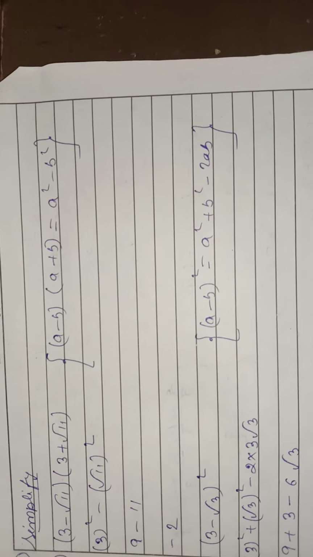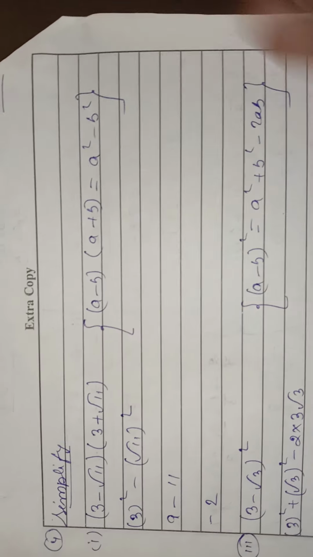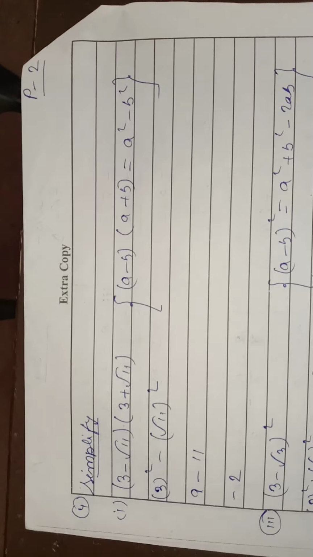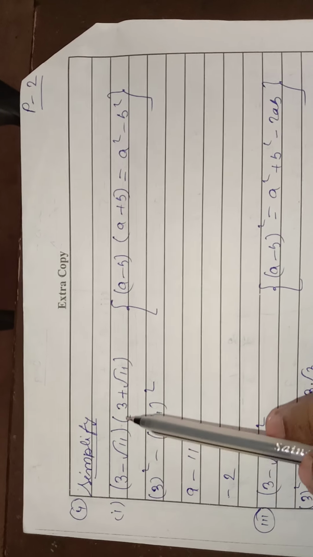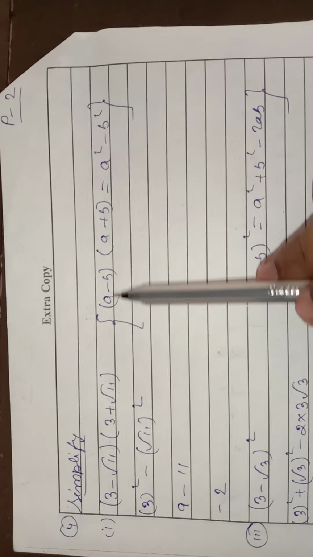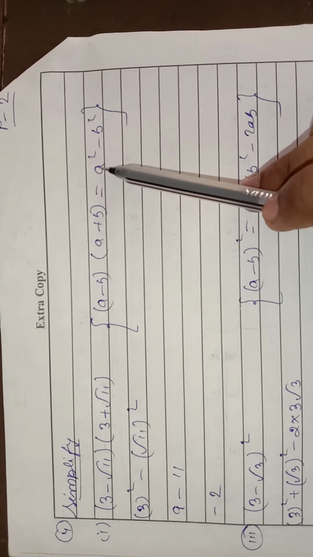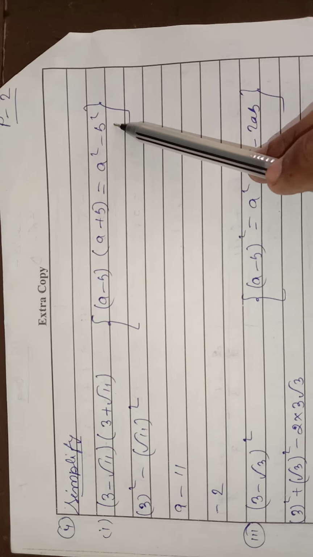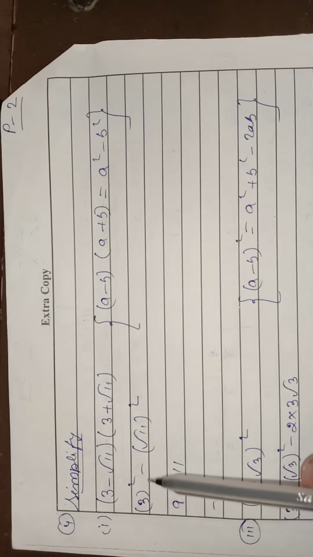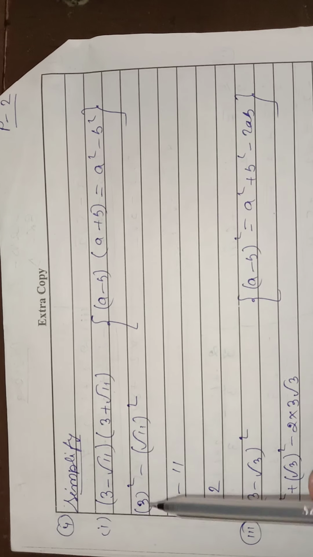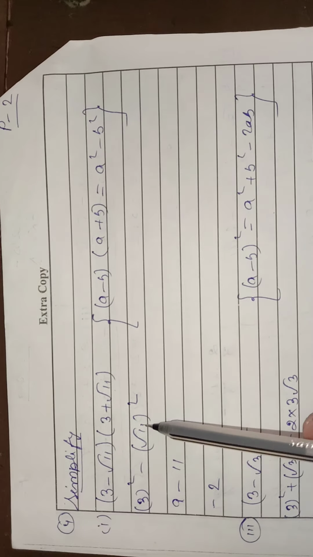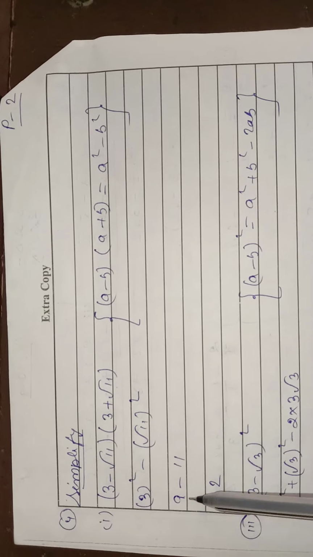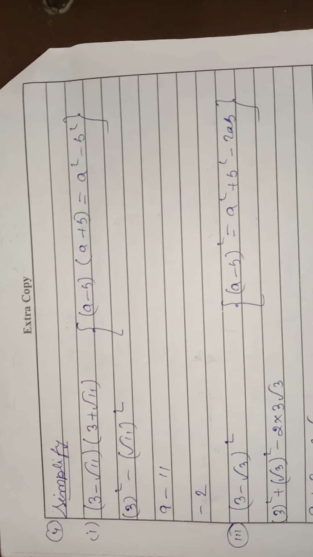Now question number 4. Simplify. A minus B, A plus B. See here, A minus B, A plus B. That is the formula of A square minus B square. So 3 square minus root 11 square. 3 square, that is 9. Root 11 square, that is 11. Your answer is minus 2.